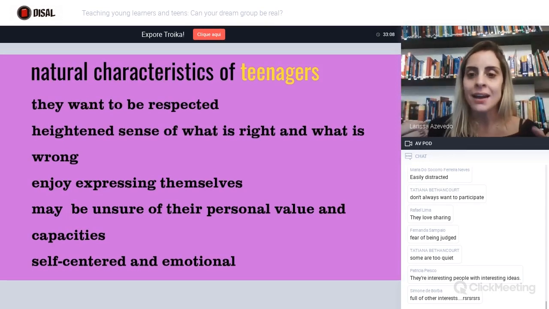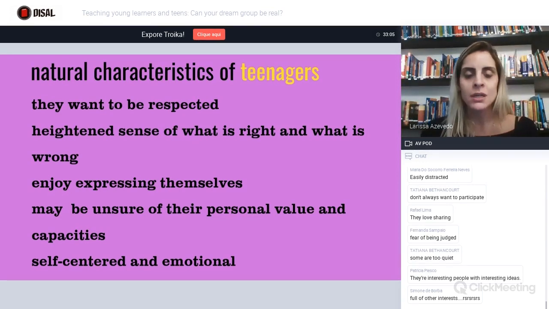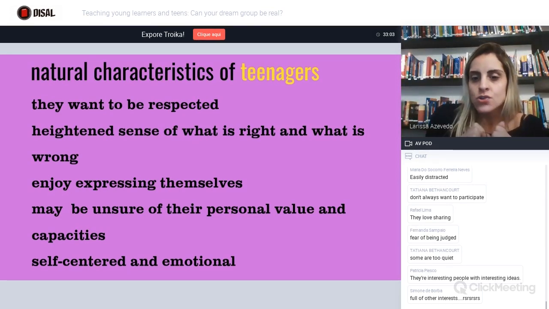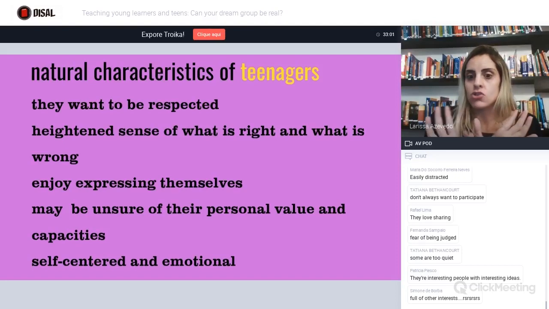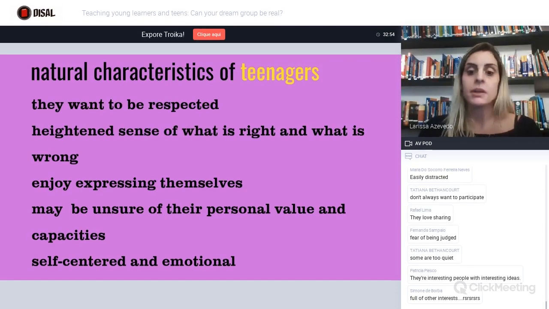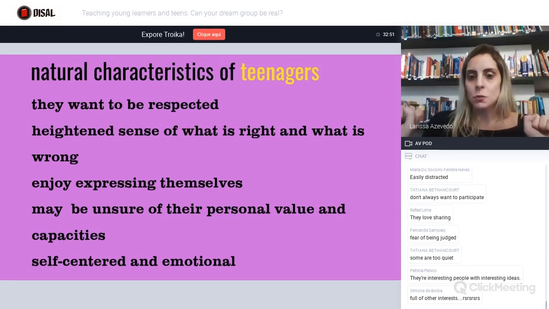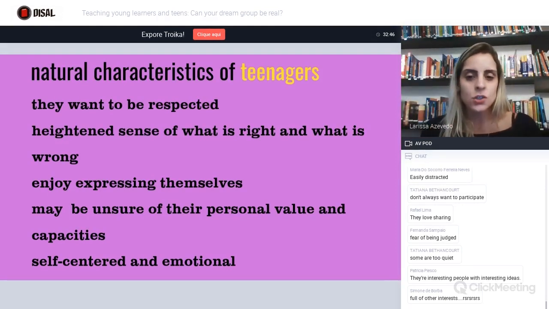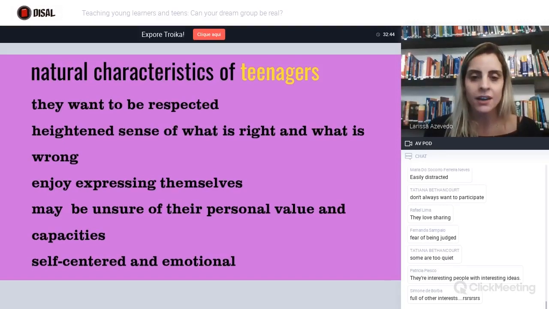So this is why sometimes, as some of you mentioned, they don't want to participate much, because they don't want to take the risk of being judged or of saying something that their colleagues consider stupid. They become insecure. They become very insecure. So when they prefer to be quiet and not to participate or to react, to answer in public, to talk in front of the others, this is because they are facing a period of a lot of insecurity and uncertainty. It's a natural process that they go through.